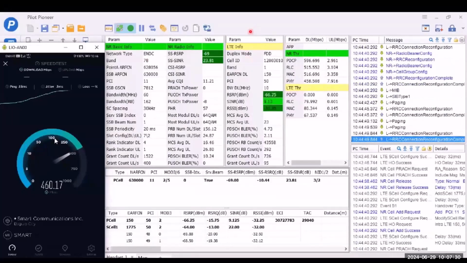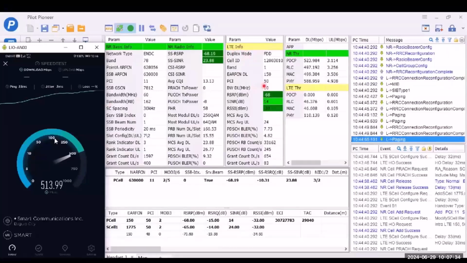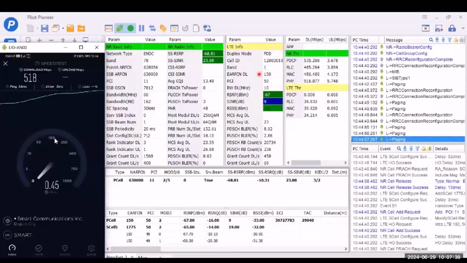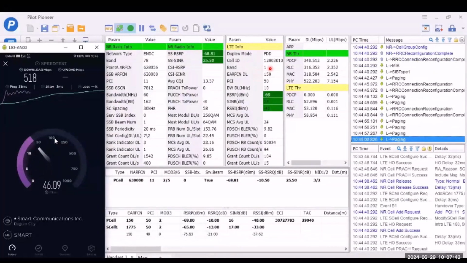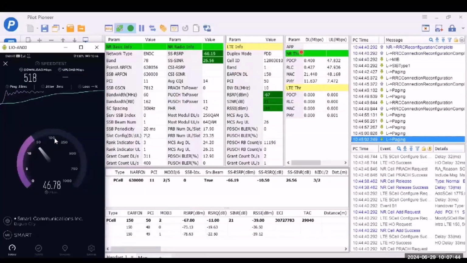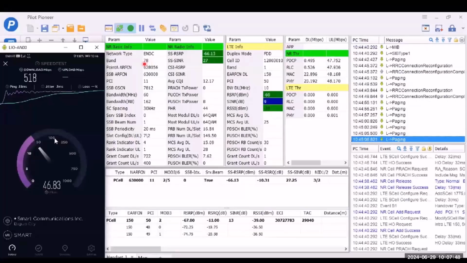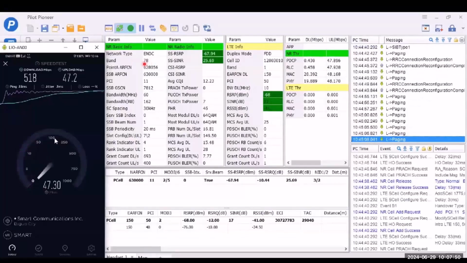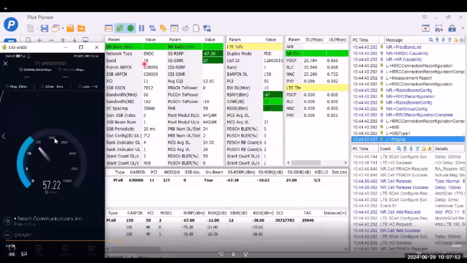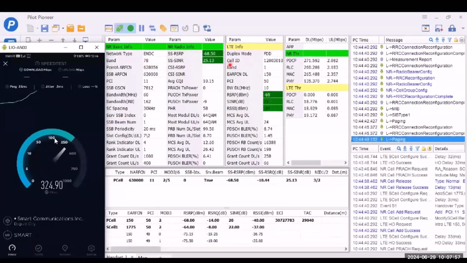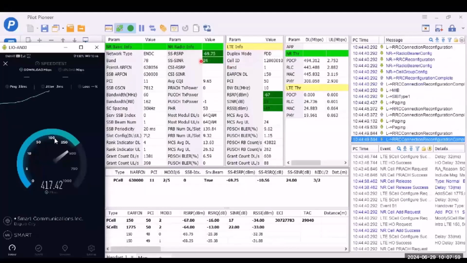You will see here the parameters for LTE. This phone is being served by band 1 LTE, which is 2100 megahertz. At the same time, there is band 78. Band 78 is 3.5 gigahertz. So you have LTE 2100 and NR 3.5 gigahertz. You are connected to LTE and 5G at the same time.